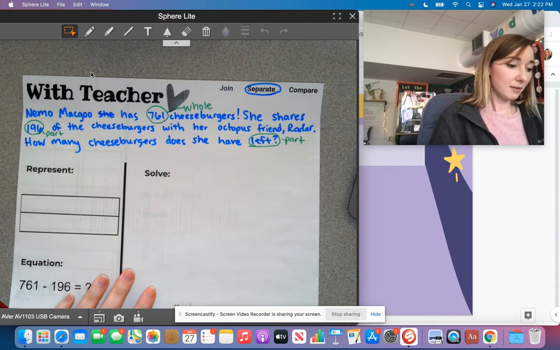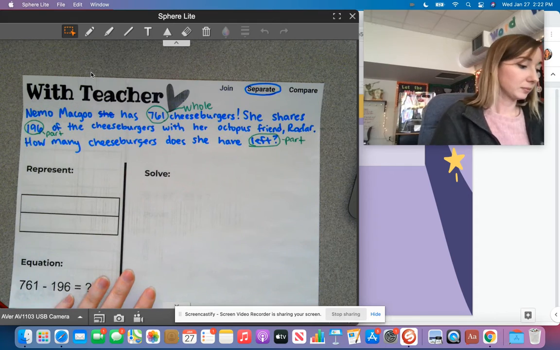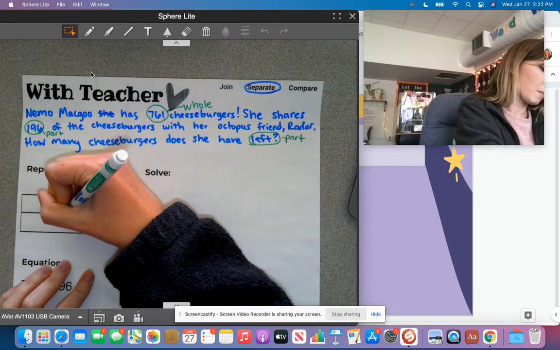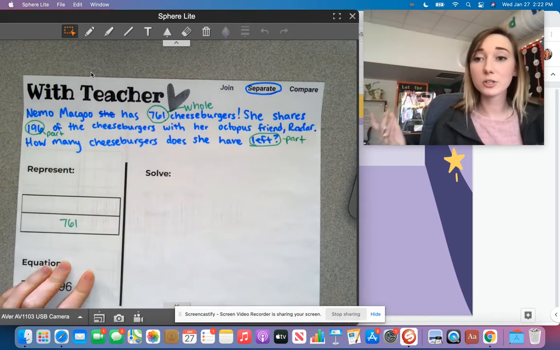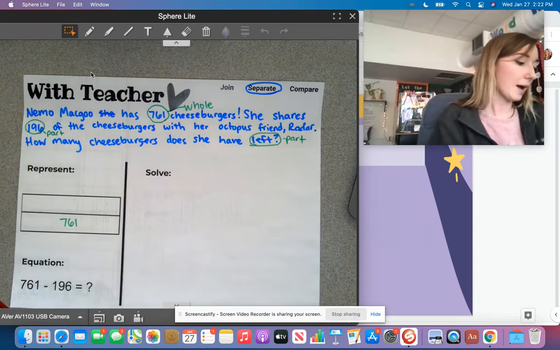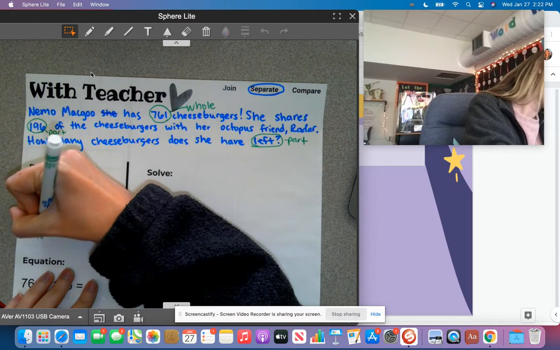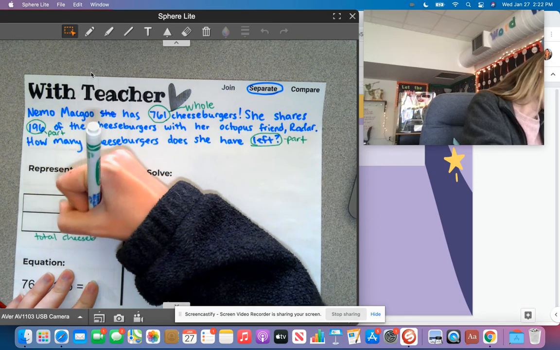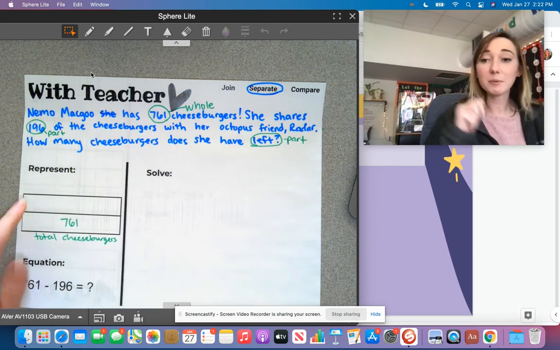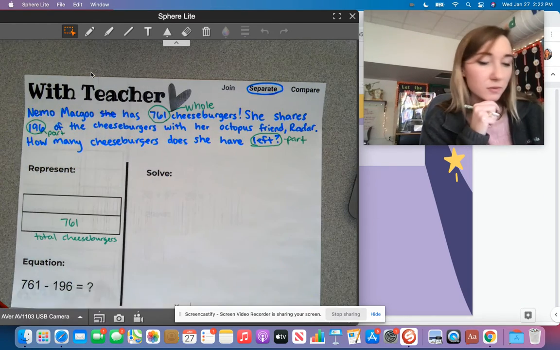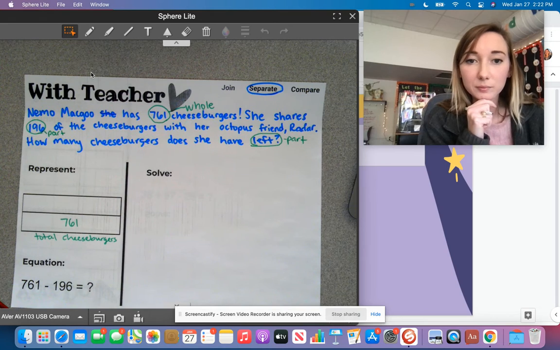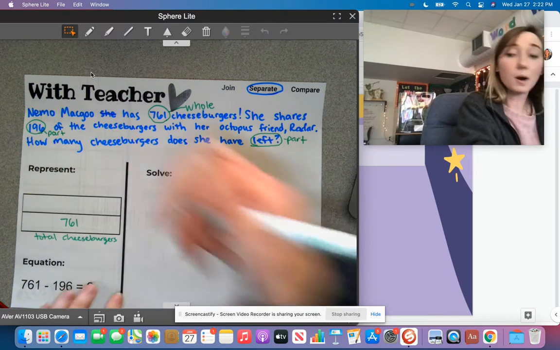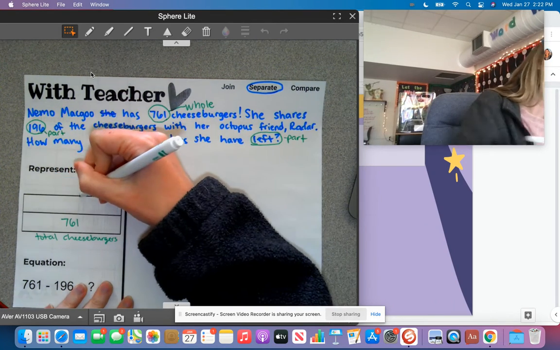So 761, I'm going to put my whole on the bottom this time, 761. You can put yours on top if you want to. That is the total cheeseburgers. And then how many parts do I need in this problem? How many parts for my strip diagram? We need 2 parts, right? 2 parts. Thank you all for participating.